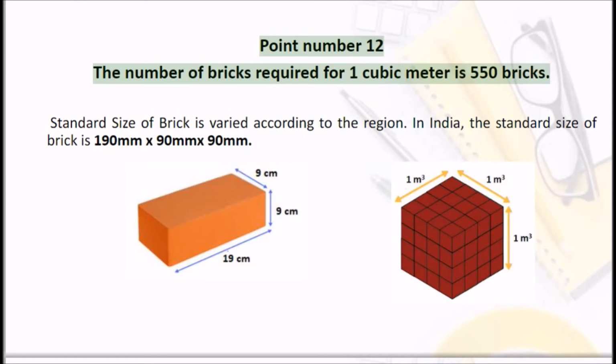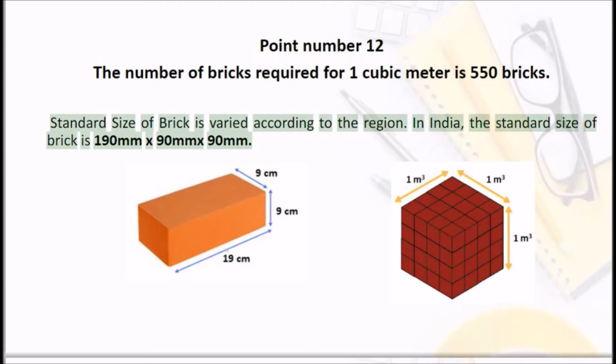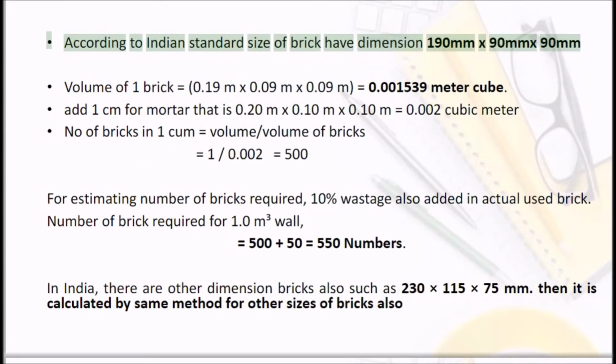Point number 12. The number of bricks required for 1 cubic meter is 550 bricks. Standard size of brick varies according to the region. In India, the standard size of brick is 190 mm x 90 mm x 90 mm.